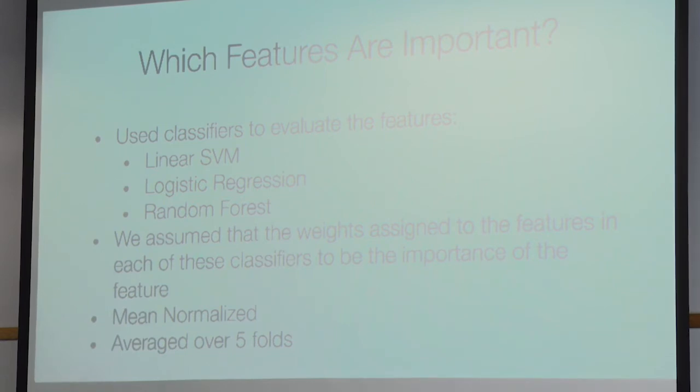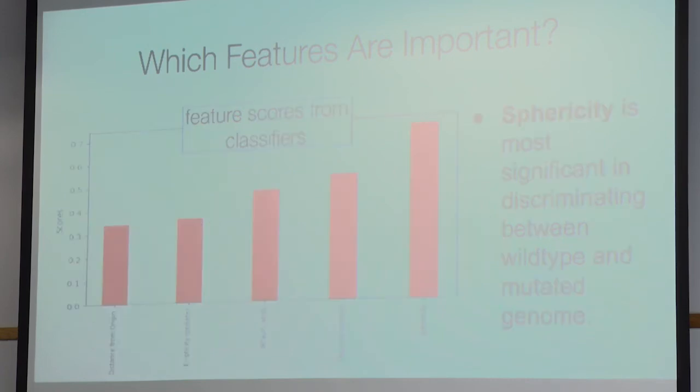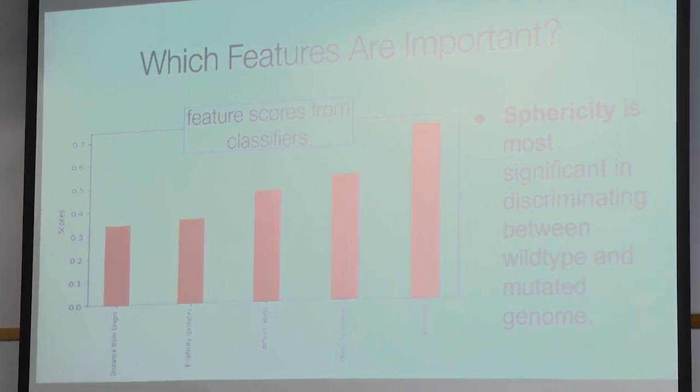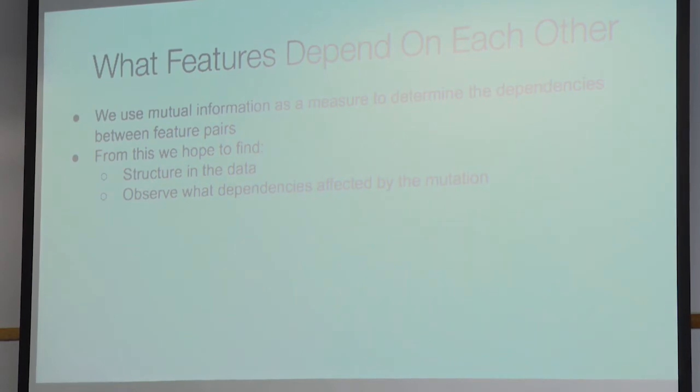So we assume that the weights assigned to the features in each of these classifiers are the importance of the feature. Of course, we normalized and we averaged over five folds. So the results that we got from the classifiers, we used the scores that we obtained to rank the features according to their significance. And as we can see here, for example, the sphericity is the most significant feature separating between the wild type and the mutated genome. Next, we looked at what features depend on each other, which pairs of features vary together. So we wanted to find a structure in the data and observe the dependencies that get affected by the mutation.